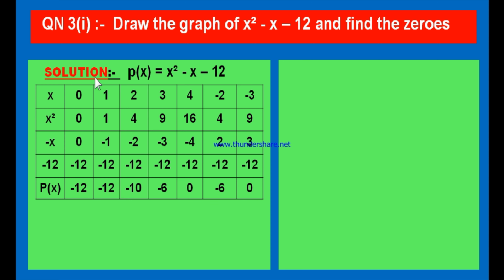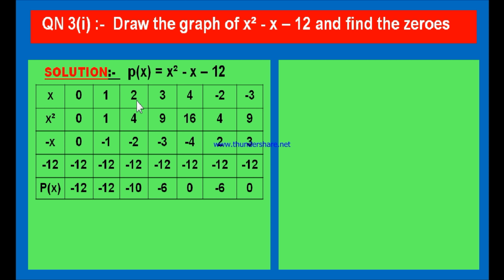And now consider x value as 1. If x is equal to 1, x square means 1 square is also 1. Minus x means minus 1. And this is minus 12. Now add these three values only. Add x square, minus x and minus 12 to get p of x. Therefore, 1 minus 1 is 0. 0 minus 12 is again minus 12. Therefore, the coordinates of the second point is (1, minus 12).